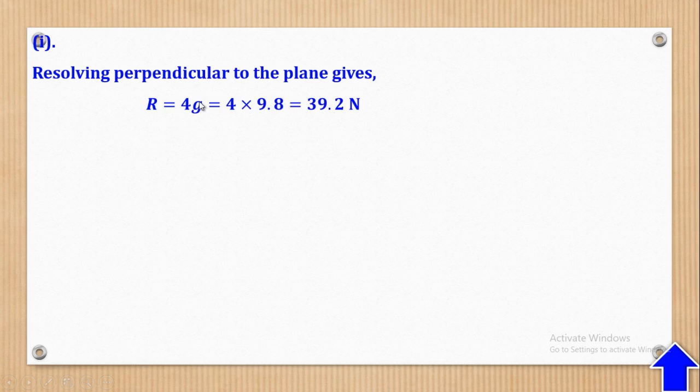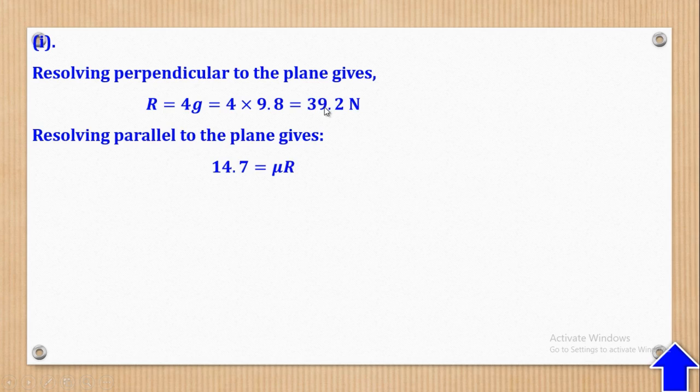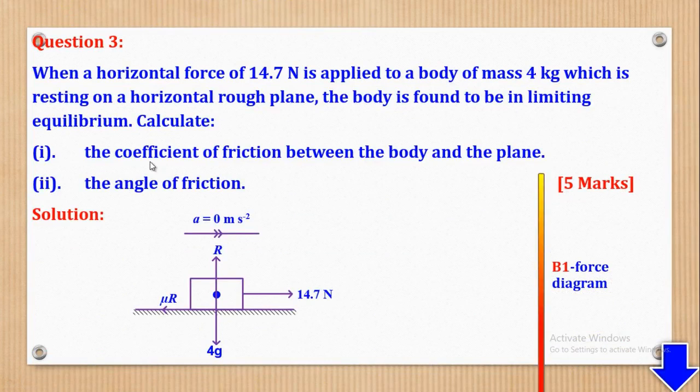So now that I've got R, I can now resolve parallel to the plane, whereby I'll say 14.7 is equal to mu R. Now R is 39.2, therefore when I substitute, I'll have only mu, which is unknown, and when I make it the subject, I'll come up with mu equal to 0.375. So that was Roman 1.